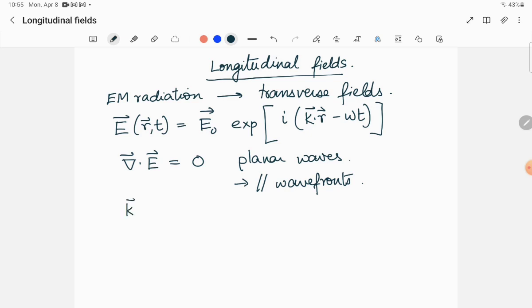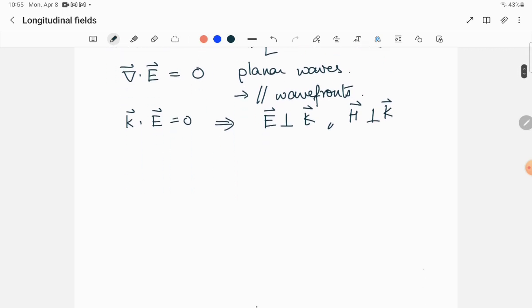Okay, so if divergence E is equal to 0 and you substitute E in this form, then you land up with something like K dot E is equal to 0, which tells you that the electric field will be perpendicular to the K vector. Similarly, the H field will also be perpendicular to the K vector, and that is the definition of transverse fields.